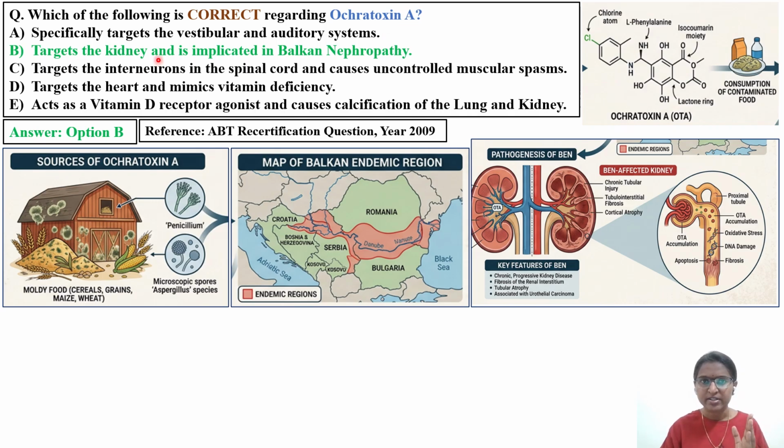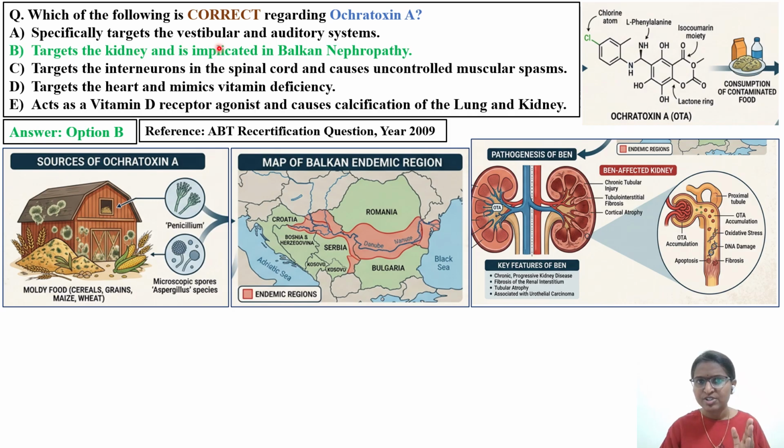That is, ochratoxin A will target the kidney and it is implicated in Balkan nephropathy. Why the other options are not right, we'll quickly go through.